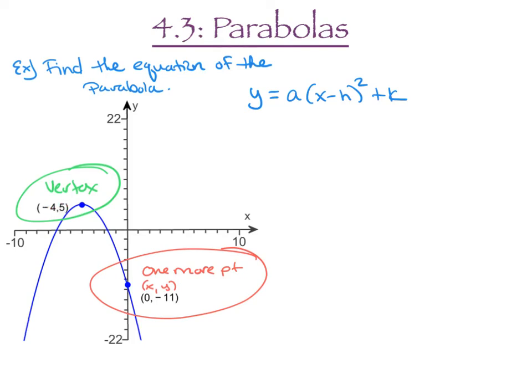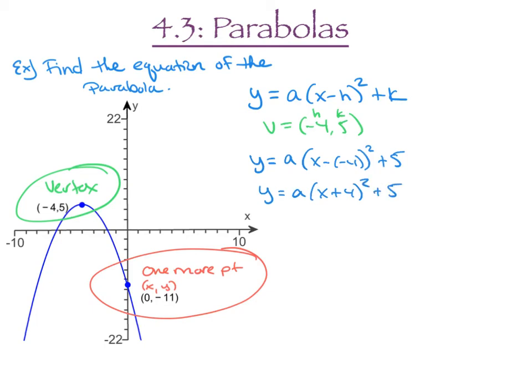So in this one, since the vertex is (-4, 5), h must be -4, and k must be 5. So this would give us, I don't know a yet, a times (x minus -4) squared plus 5, which would be a times (x plus 4) squared plus 5. Very cool. Now we're going to use our one more point, x and y, to figure out what the a was. And you do this pretty simply.